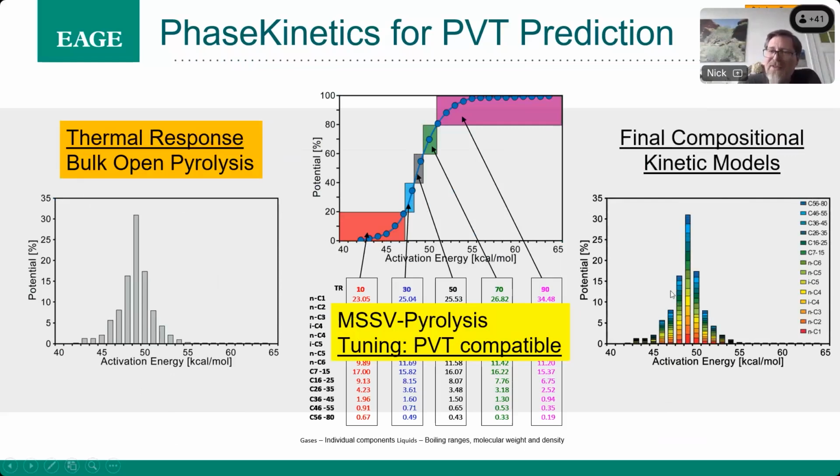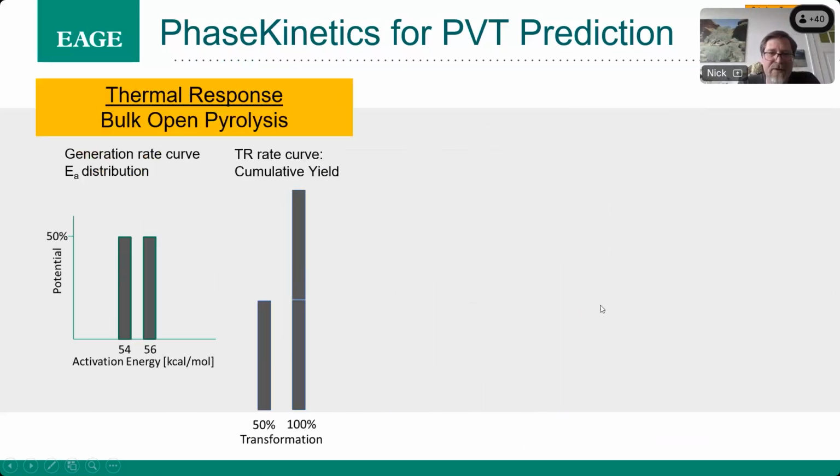pyrolysis compositional data. Like 10 years ago or so, we noticed that it is extremely important to populate those potentials with the instantaneous composition generated between each transformation ratio, and not to use the actually measured cumulative compositions, because using those cumulative compositions would lead to prediction of much too low GORs.